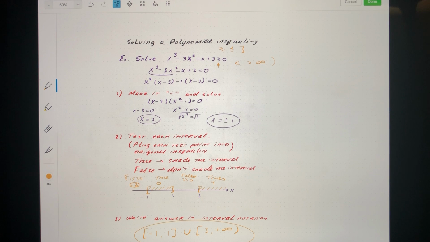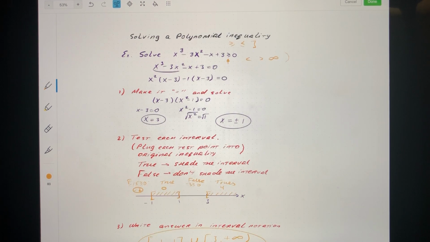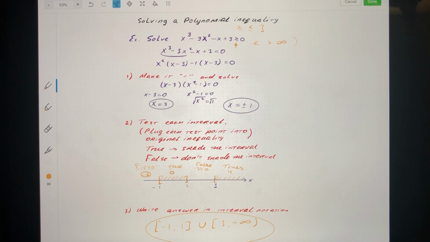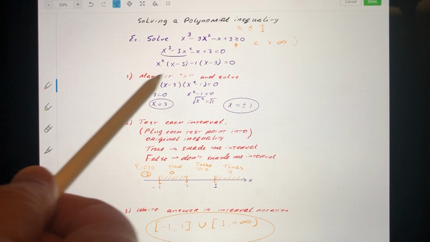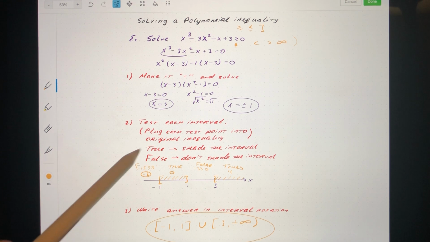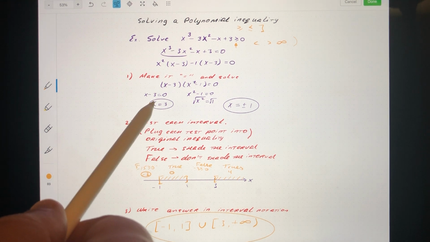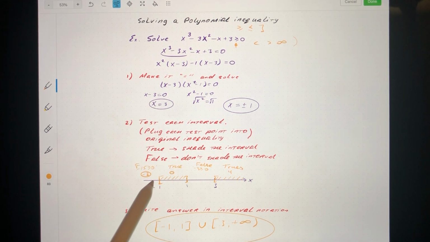So here is the final result to solving our original inequality, and that's the 3 steps. Make it equal to 0. Once we have it equal to 0, we put those points on the coordinate axis, and that makes intervals. Then we test each interval if it's true or false.